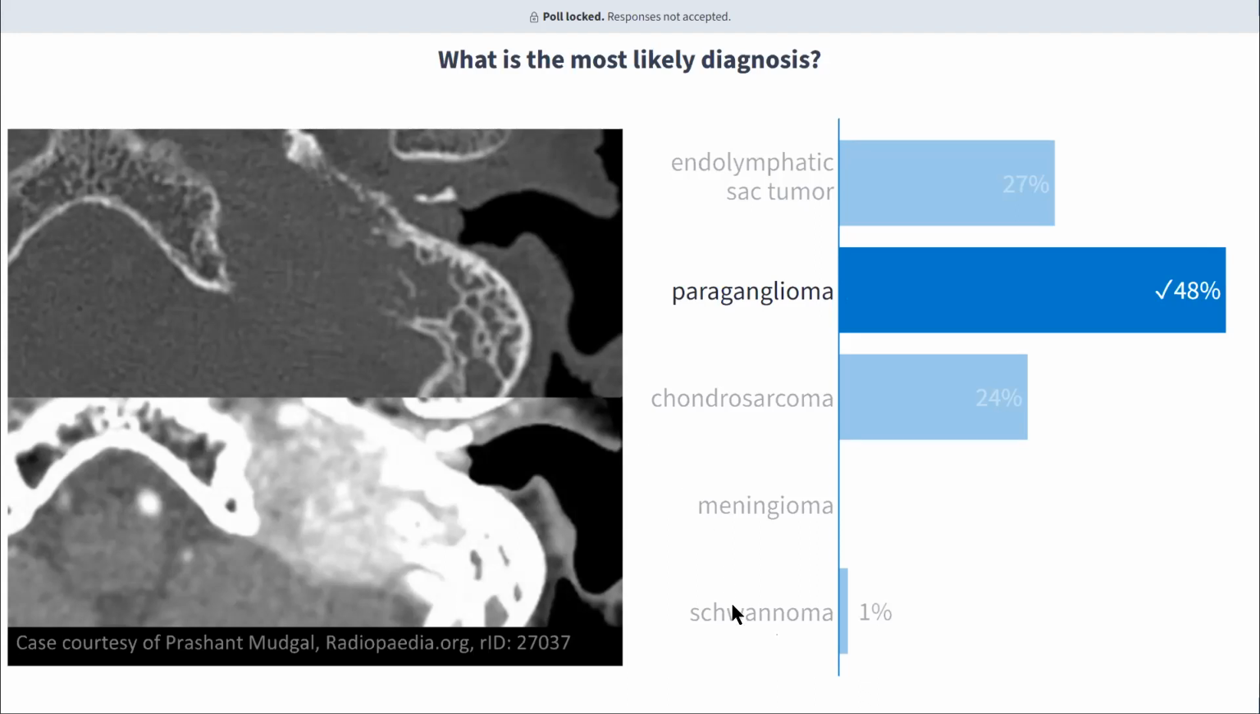Schwannomas, in comparison, should have smooth bony remodeling of the jugular foramen. Meningiomas are associated with hyperostosis of the bone. This might be seen in chondrosarcoma.